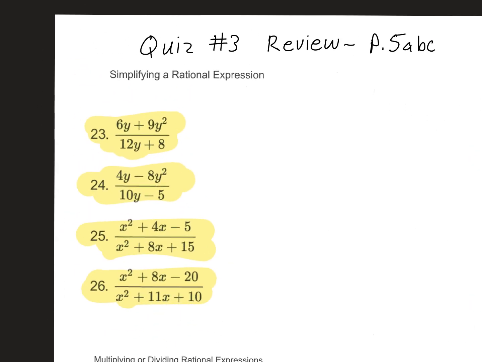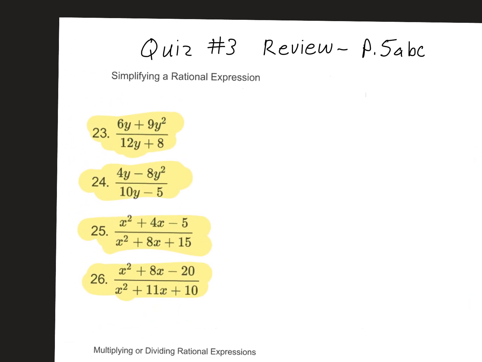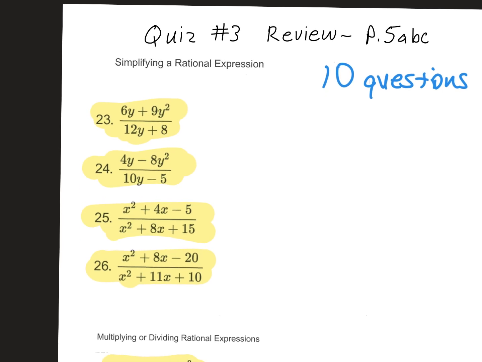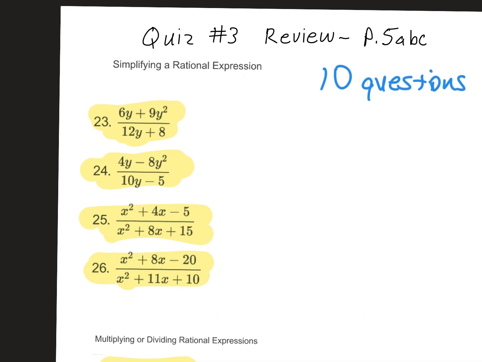All right, tomorrow's quiz, guys, there's 10 questions. 7 of the 10 are going to involve multiplication, division, and simplifying. And then there's going to be 3 adding and subtracting. So there's 3 different sections. One section is going to say simplify. Simplify just means make smaller.